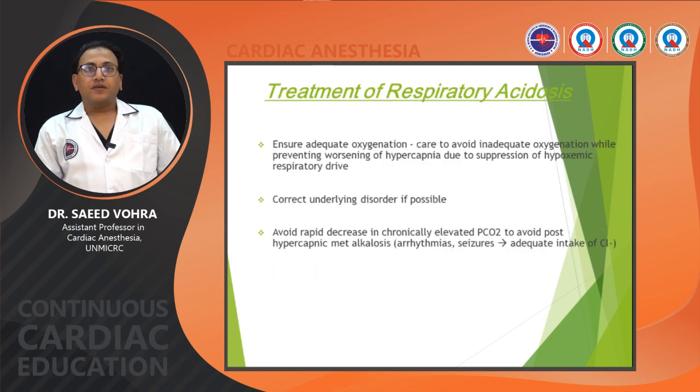The treatment of respiratory acidosis is ensuring adequate oxygenation. The care is to avoid inadequate oxygenation while preventing worsening of hypercapnia due to suppression of the hypoxemic respiratory drive. You have to correct the underlying disorder and also avoid a rapid decrease in chronically elevated CO2 to avoid post-hypercapnic metabolic alkalosis.